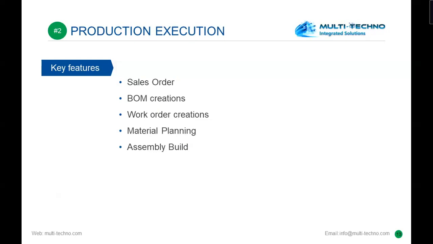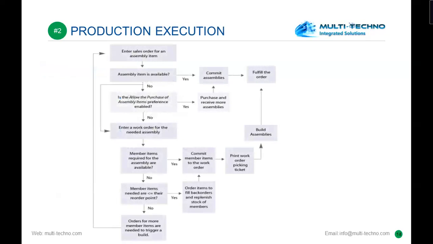So now we will show you the complete execution process in this diagram. In this diagram, you can see this is a very basic business process. Just like we have created sale orders, after sale orders, we check whether the assembly item is available or not. If we have stock, then we commit assemblies.